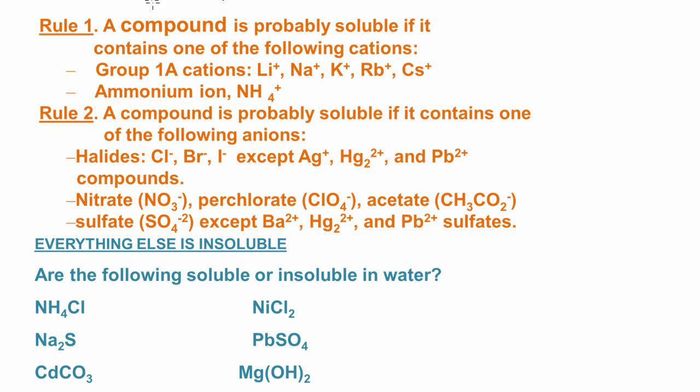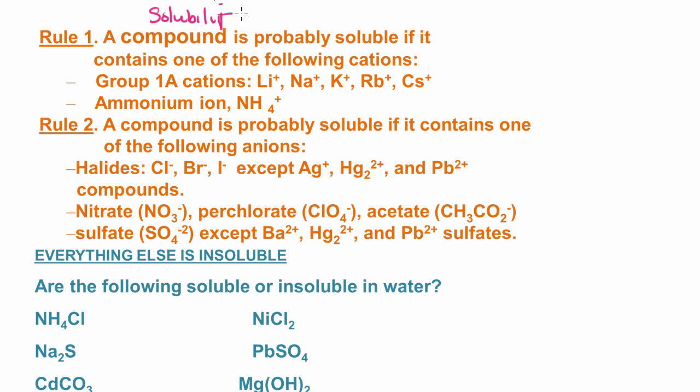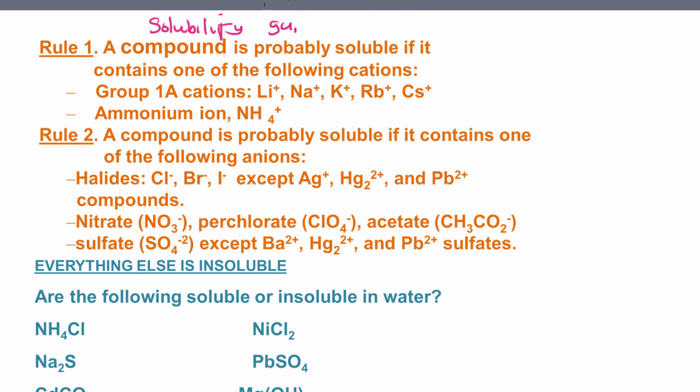Well, we use what we call the solubility guidelines, or solubility rules, if you will. Okay, here are the rules that we follow. Rule number 1, a compound is probably soluble if it contains one of the following cations: a cation from group 1A or the ammonium ion. So any compound that contains ammonium ion or group 1A cation is soluble. Again, we're talking ionic compounds here, okay?